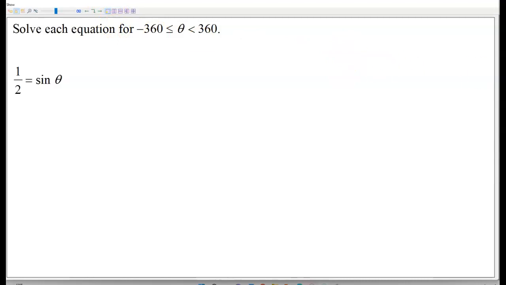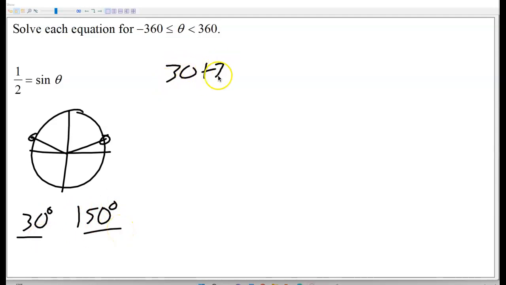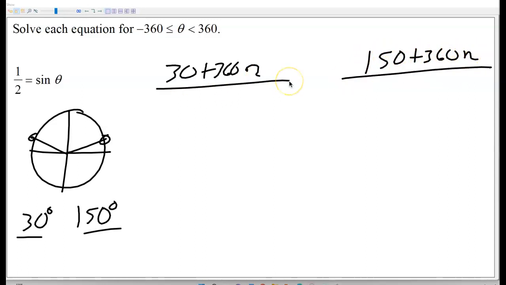This one is also asking us to find answers between -360 and 360. So sine is equal to a half. That's when y is equal to a half, and that's here and also here. And those two answers are 30 degrees and 150 degrees. Now for sine, we have to use both of these. So we have 30 plus 360n, and we have 150 plus 360n. So we do have to do both equations for sine, cosine, secant, and cosecant.